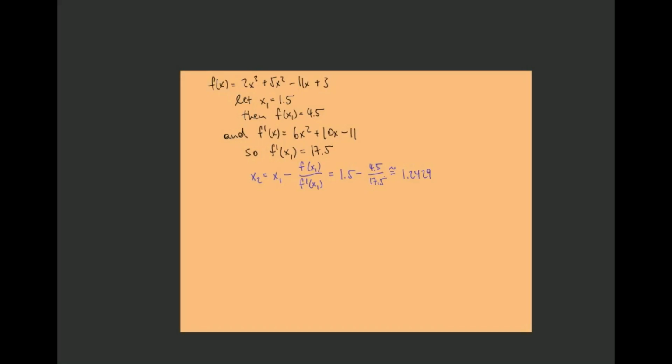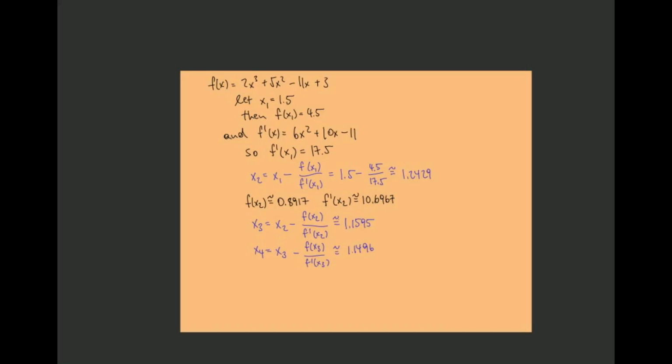Then we can figure out what f of x2 is and f prime of x2. We just use those functions that we've already found earlier and plug in the number x2. So here they are. And then we can figure out what x3 is. x3 equals x2 minus f of x2 divided by f prime of x2. We've got all of those numbers, and so the approximate result here is 1.1595. We go through this again. x4 equals x3 minus f of x3 divided by f prime of x3, and here we get 1.1496.